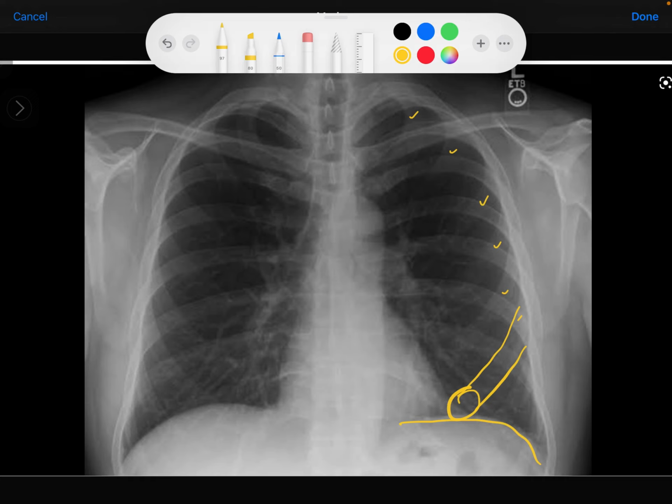If it is not taken with full inspiration, then there will be crowding of the vessels in the lower lobes, and it will be misdiagnosed as some type of pathology in the lower lobe, mostly consolidation, right?